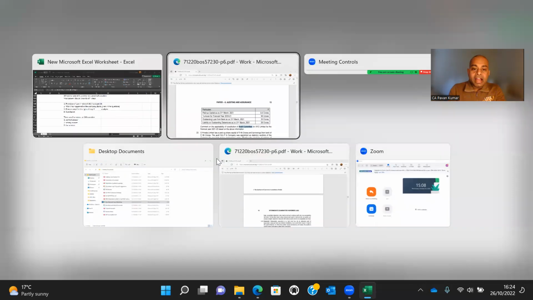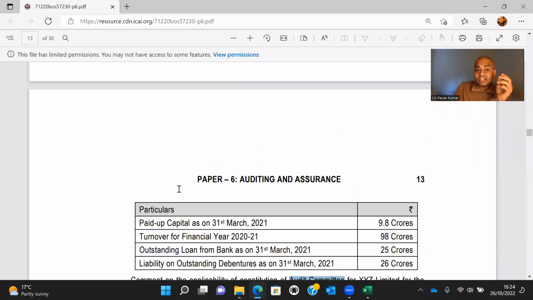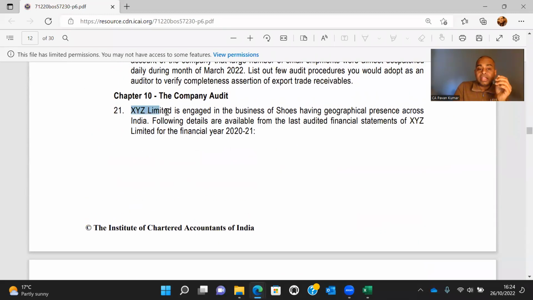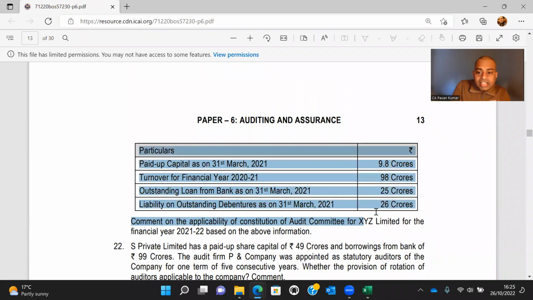Okay, now coming back to the question. For audit committee in case of a public company. It is not a listed company. If it is listed company, will you consider this para? The answer is no. If it is a listed company, every listed company must have audit committee. If it is a public limited company which is not listed, then you look at this para.